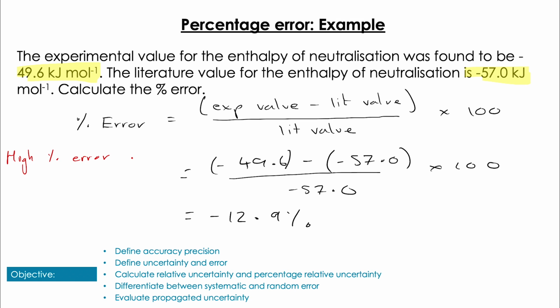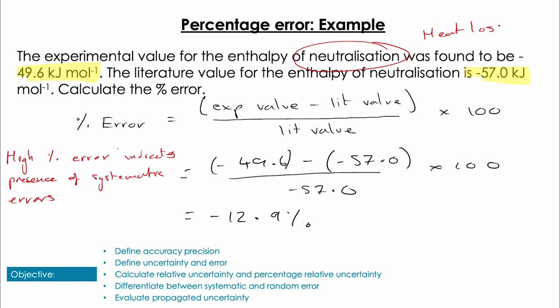Usually a high percentage error indicates the presence of systematic errors unless the processing of the random errors accounts for this percentage difference. If it does not account for that percentage difference, then there must have been some kind of systematic error that accounts for it. In this case, that would be heat loss, as we were doing a neutralization reaction.